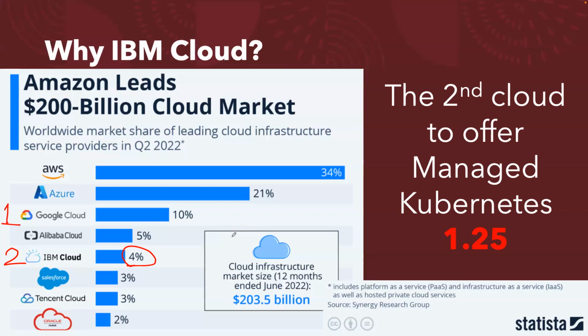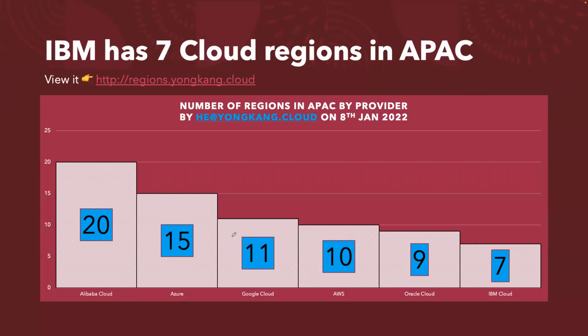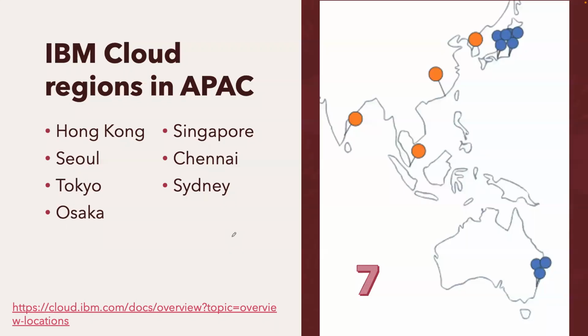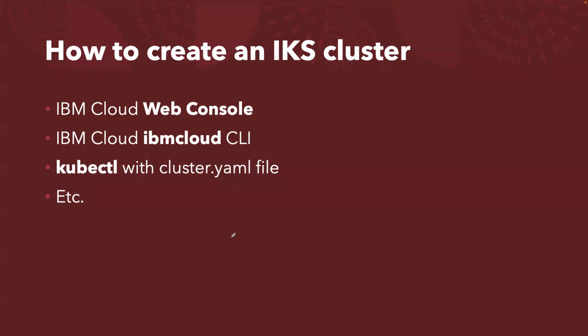IKS. The other thing I can share with you is the cloud regions. I'm based in Singapore, so I care more about Asia Pacific. IBM has 7 cloud regions in Asia Pacific. Here are the regions across Asia Pacific: Singapore, Sydney, Tokyo, Osaka, Seoul, Hong Kong, Chennai, etc. So let's get started.